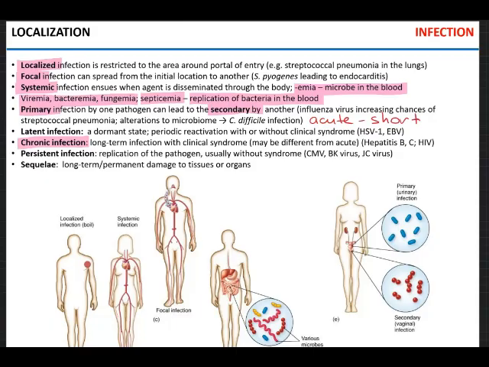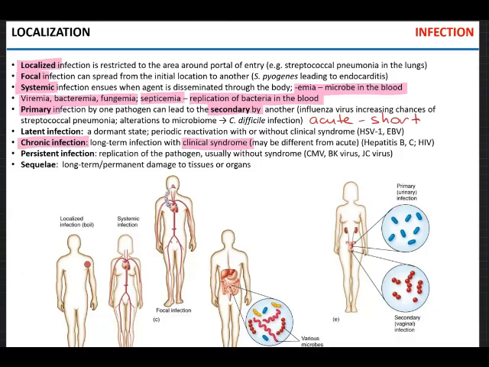You get a long-term infection which has a clinical syndrome, like hepatitis C, or Giardia lamblia, which gives people 4 to 5 months of steatorrhea, which kind of sucks.